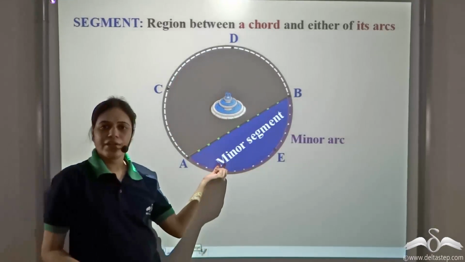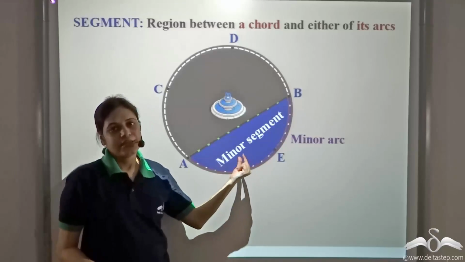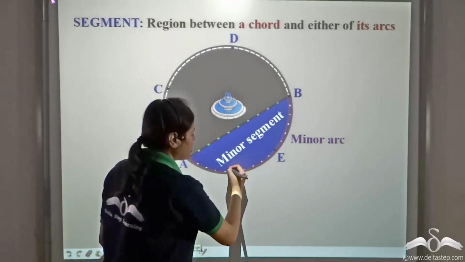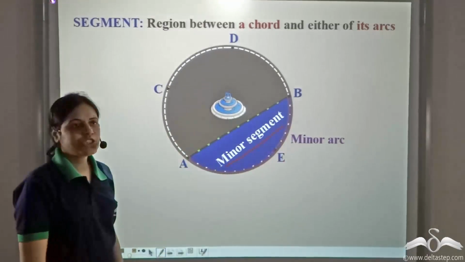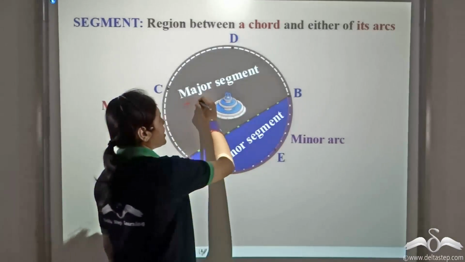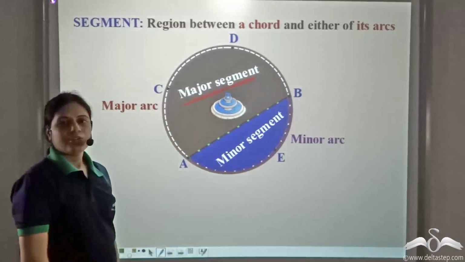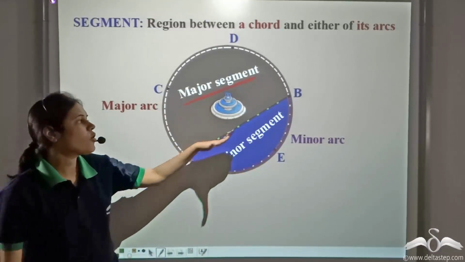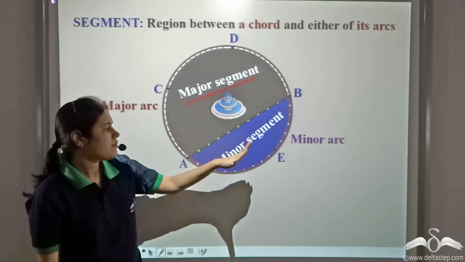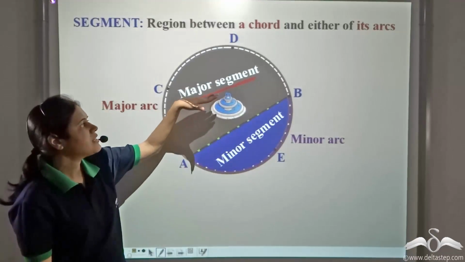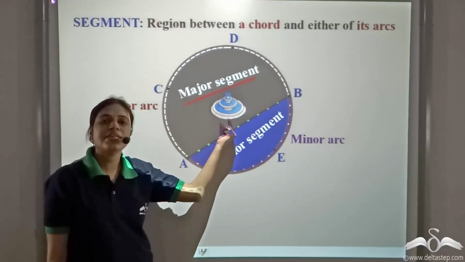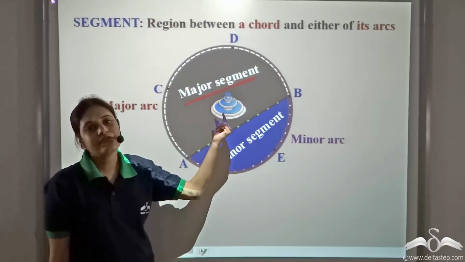Now the smaller one is called the minor segment. That is, the region between the chord and the minor arc is called the minor segment. And the region between the chord and the major arc is called the major segment. So we can say that a chord of a circle divides the circle into two parts, the minor segment and the major segment. The major segment is the one containing the center, which is represented by the fountain in this case.